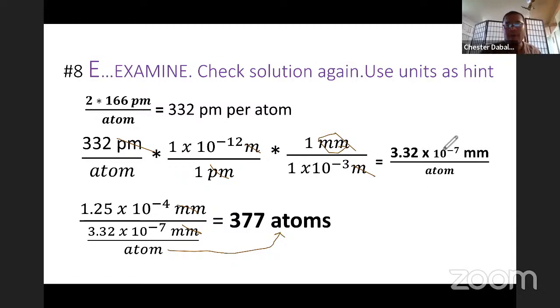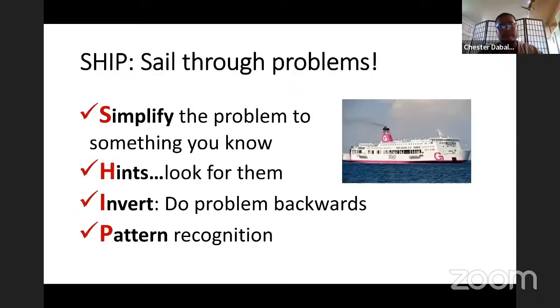Now, that is the airplane method. May addendum ako, which is the ship method. Okay? Tignan natin yung ship method, and then after that, let us look at a physics problem. Okay? So ship, sail through problems. Okay, S, simplify the problem to something you know. Kailangan ito. Okay? H, hints, yung clue. I, invert, do problem backwards, and P, pattern recognition.